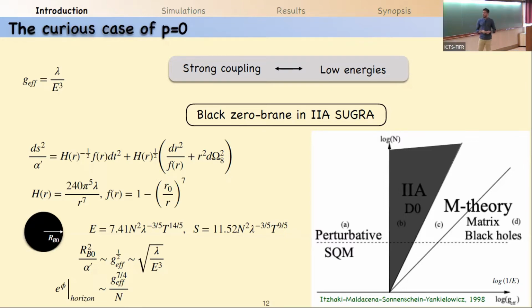But as I'm going to show, it is possible to go to even lower temperatures or lower energies and then flow from this direction towards the right. So I should expect to enter M theory.